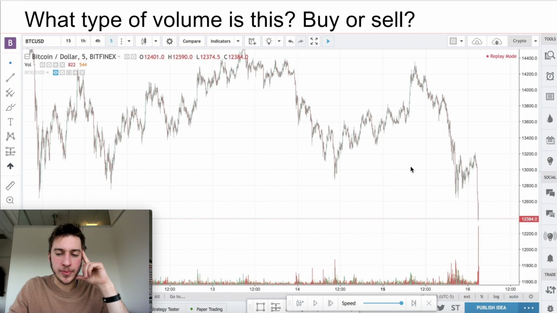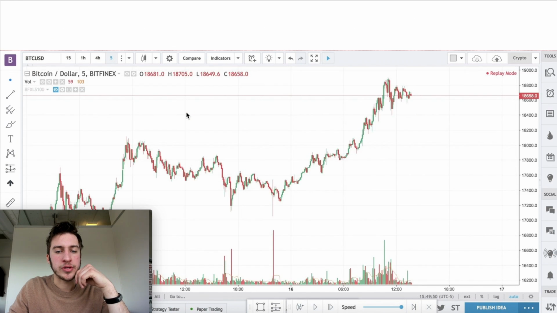So again, I think this is probably the easiest example that I've included in here, so I think you guys should be able to get this one. Let me show the three types of volume again.